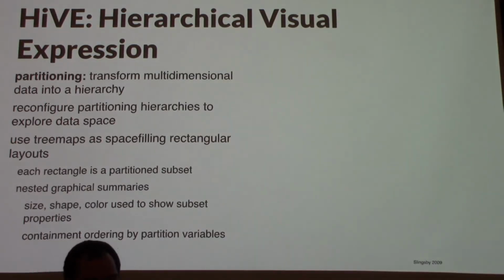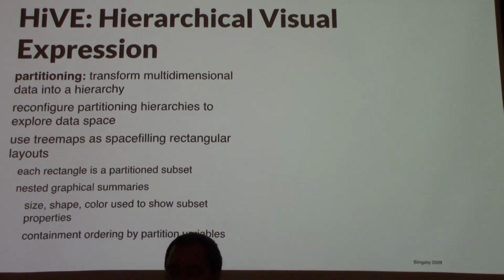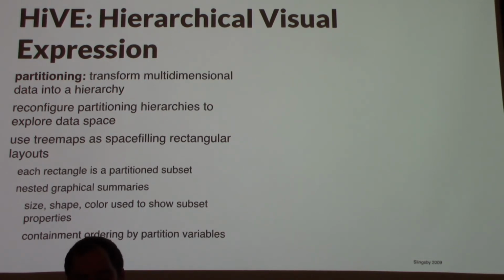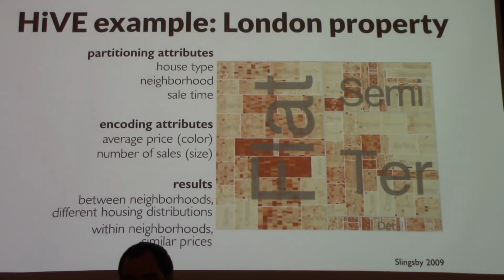Based on this technique, Hive does this partitioning very dynamically. It's about transforming multidimensional data into a hierarchy, and you can define how you split it up into a hierarchy, and you can reconfigure this partition space. We have talked about tree maps, so each rectangle is a partition subset, and then you have these nested graphics that give you summaries based on size, shape, and color. It's easier if I give you an example.